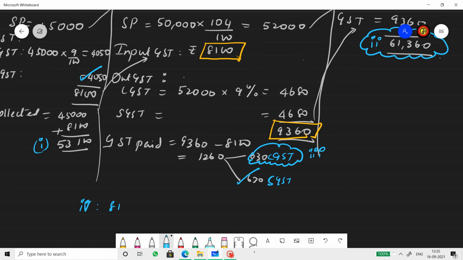Sorry, it's 4050 plus 630, which works out to 4680. So that's it. We got the answer for all 4 subdivisions here also. Let's take one more sum with this. This particular part will be very clear to you all.